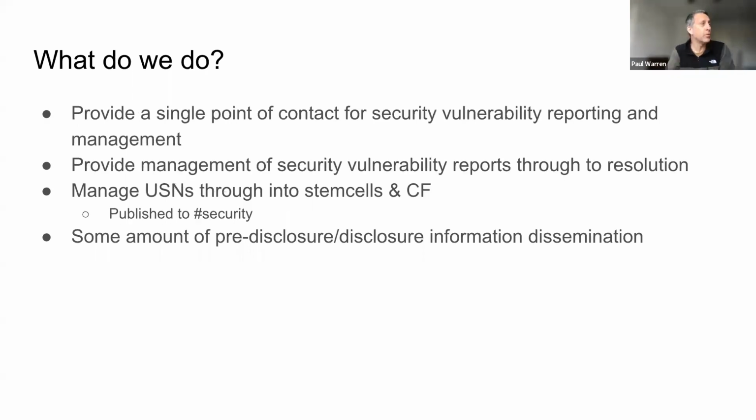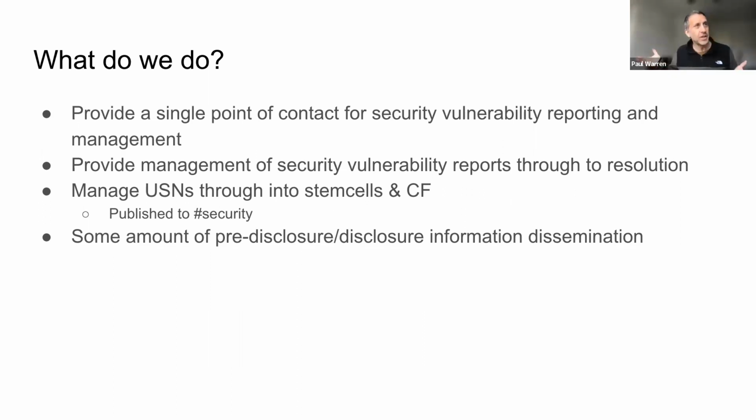So what do we do? We provide a single point of contact for security vulnerability reporting and management. We provide management of security vulnerability reports through to resolution. So when they first come in, all the way through to resolution, and sometimes that can take a while. We also manage Ubuntu security notices through into stemcells and Cloud Foundry, and I can talk a little bit about that as we go through. You may see these published on the CF blog or in the #security channel on Cloud Foundry. And we do some amount of pre-disclosure and disclosure information dissemination from projects that we're interested in in general. They come into us, and then we disseminate that information out to various interested working parties.